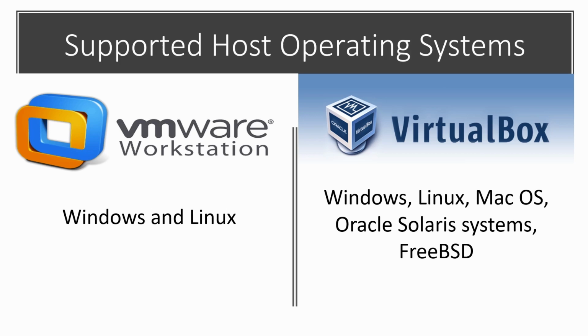Next will be the supported host operating systems. So for VMware Workstation Pro, you can only install it on either Windows or Linux machines. You will need another VMware product called VMware Fusion if you want to try virtualization on a Mac OS. On the other hand, VirtualBox is a cross-platform software, which means it can run on different operating systems like Windows, Linux, Mac OS, Oracle Solaris systems, and FreeBSD.